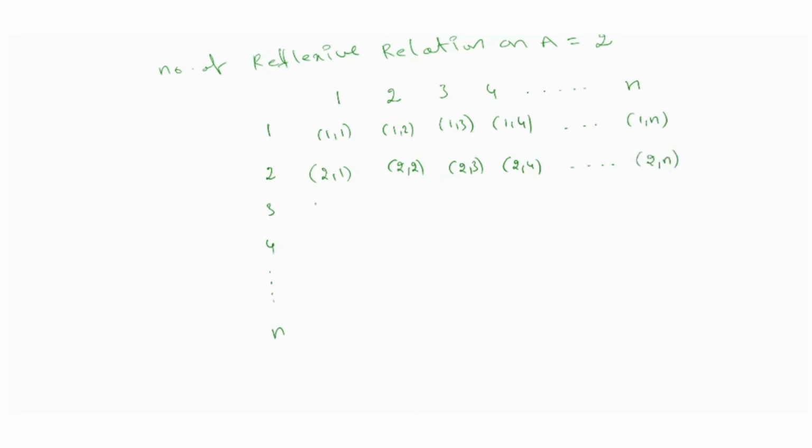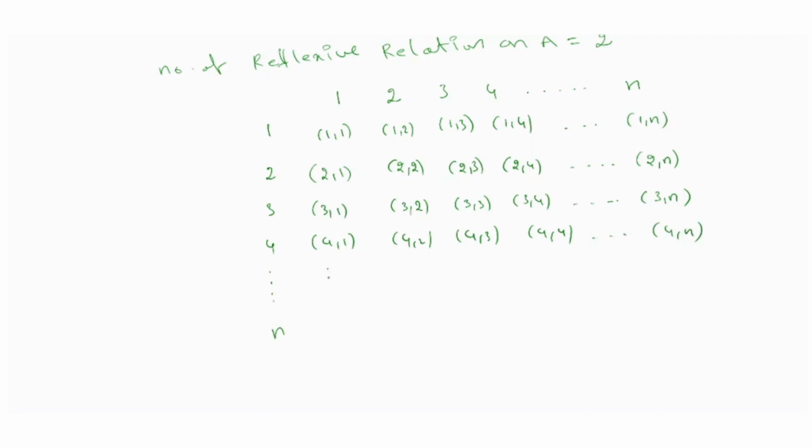Next it is 3 comma 1, 3 comma 2, 3 comma 3, 3 comma 4 and so on. It is 3 comma n. It is like 4 comma 1, 4 comma 2, 4 comma 3, 4 comma 4 and so on. It is 4 comma n.